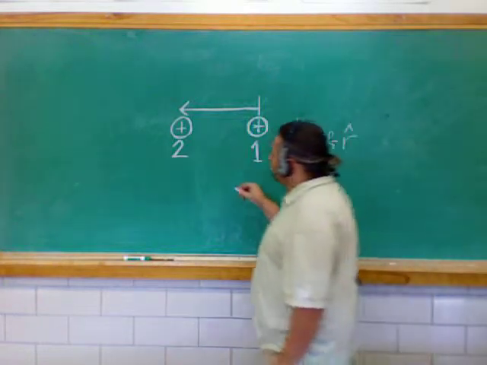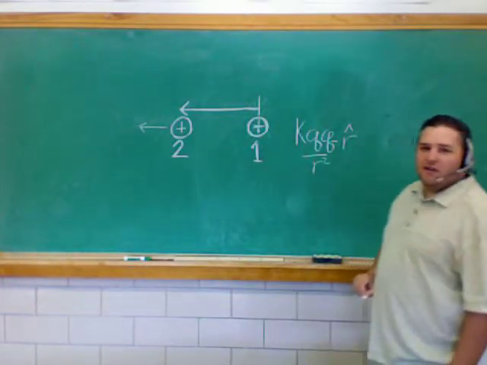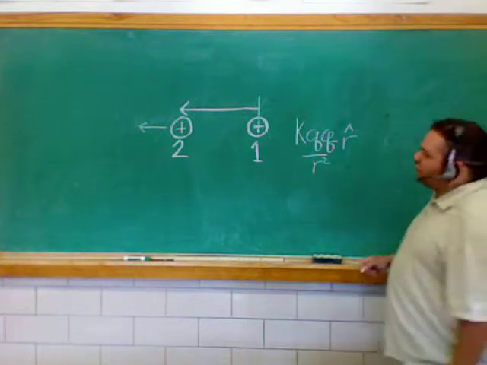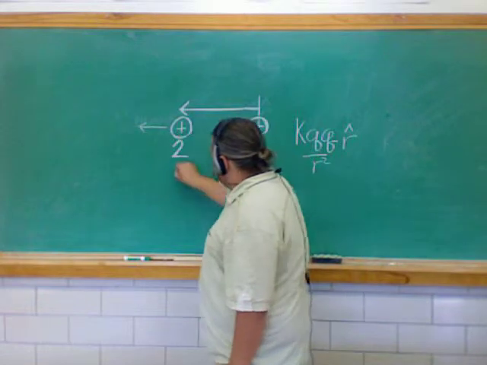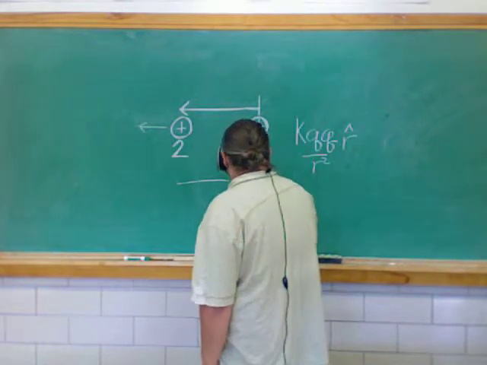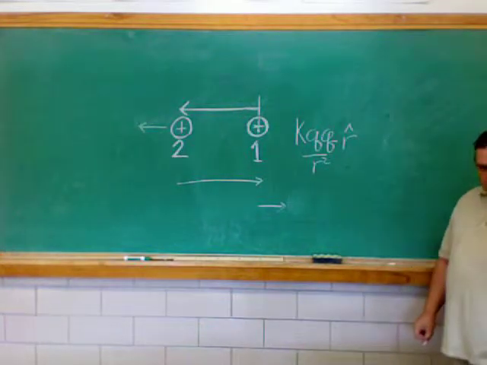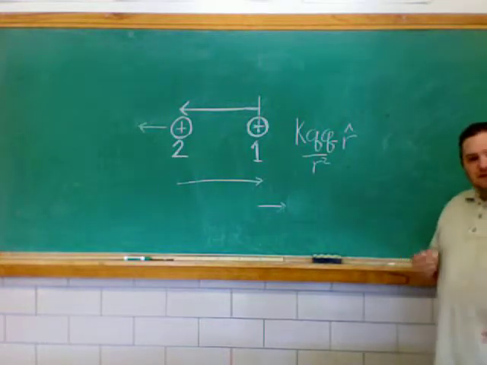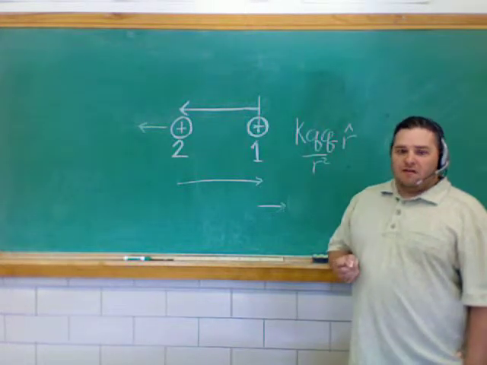So this charge is being moved, or is being pushed at least, not necessarily moved, in that direction from that charge. And then vice versa. If we talked about this one to this one, then the radius starts from here and moves to this direction. So the force is going to be that way. Okay, so we have to have two charges in this system to create a force.